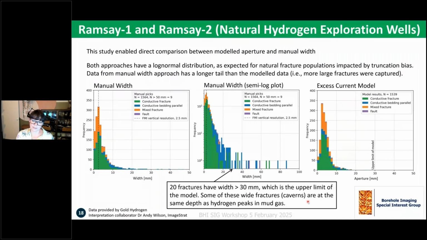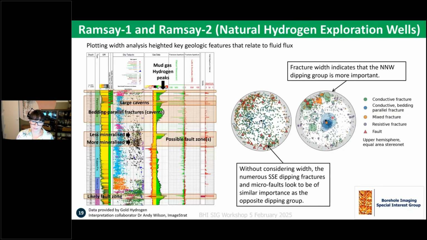And so in terms of converting our borehole image analysis into insight and being able to stand back from that outcrop and understand it, understanding where those very wide features are is useful. And so here we are. We saw these right at the start, these low angle large cavern features here, and here they are with the peaks in the mud gas where the large caverns are.